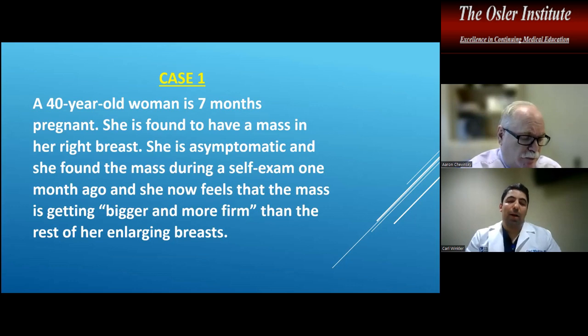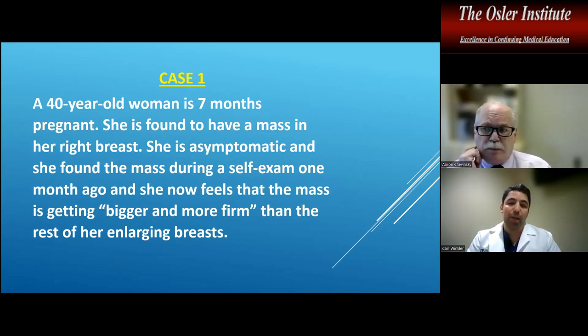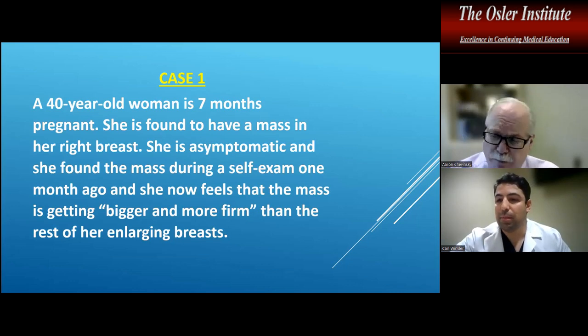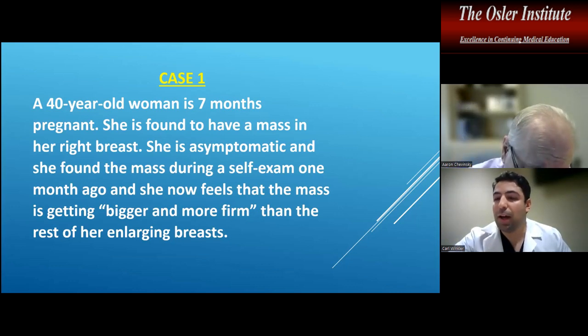Okay, so at this point, I would proceed with labs and imaging. I would just get a basic set of labs on this patient, as well as a bilateral diagnostic breast radiograph. And what type of radiograph are you going to get? A diagnostic mammogram. Okay. You realize she's pregnant, right?